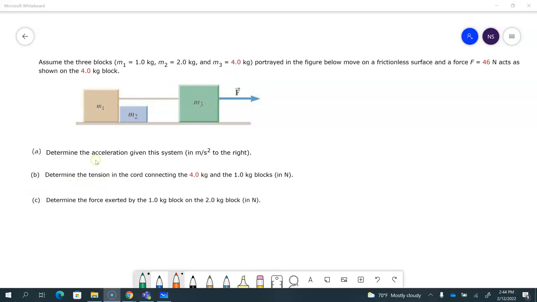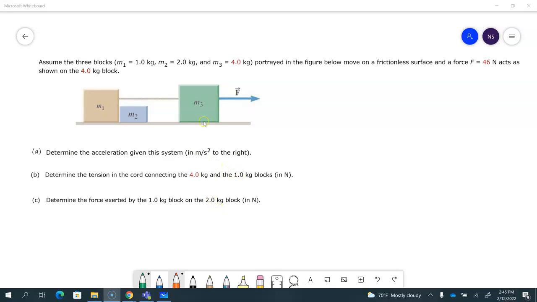And the question is, determine the acceleration given the system to the right, and also determine the tension in this cord that connects M1 and M3, and determine the force exerted by the 1 kilogram block, that's M1, on the 2 kilogram block. That is the contact force between M1 and M2. M1 pushes on M2 and M2 in turn pushes back on M1. That's the contact force that they're asking us to calculate here, right?